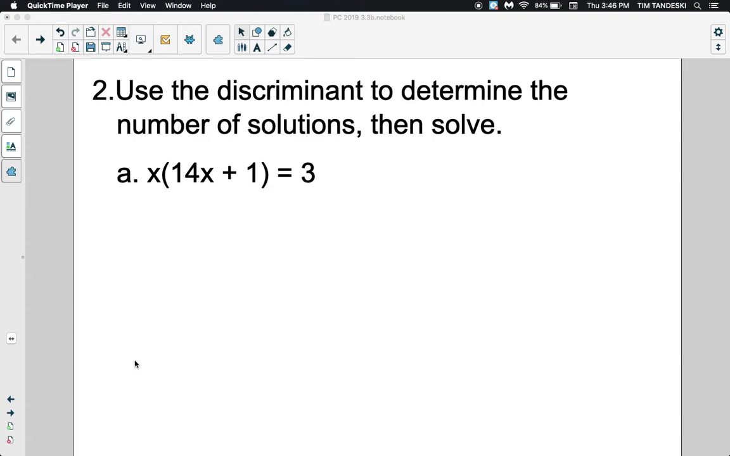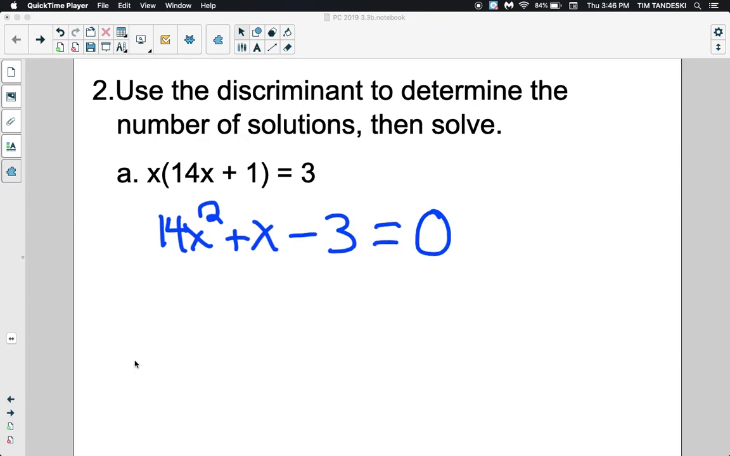So I've got to put this in standard form. I'm going to distribute the x. We're going to get 14x squared plus x minus 3 equals 0. So right now I have a equals 14, b equals 1, c equals negative 3.